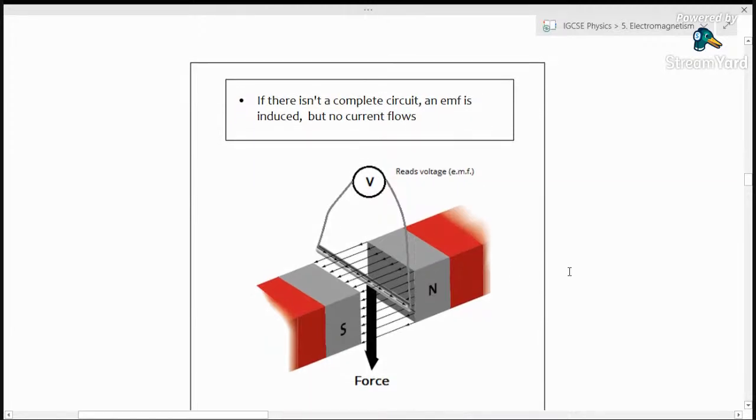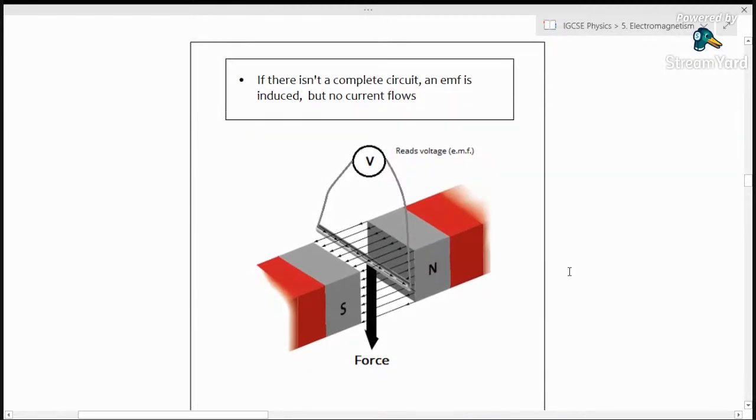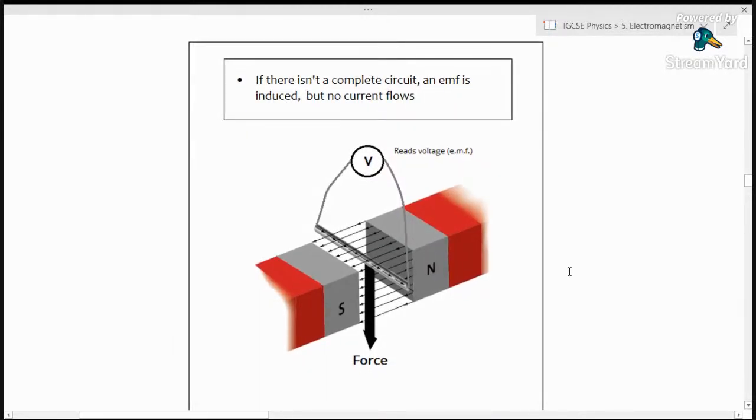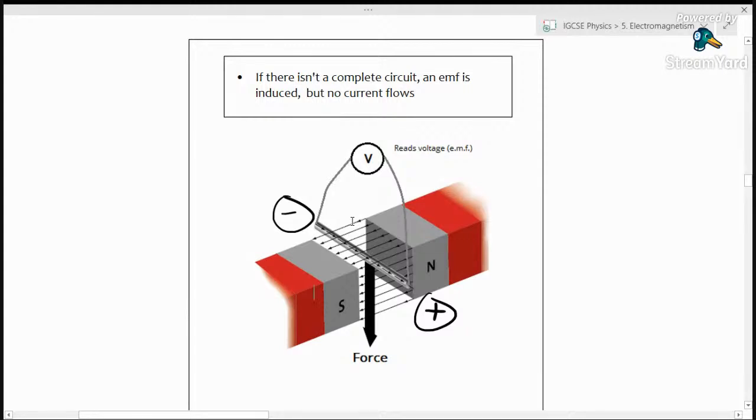So again, if that piece of wire was not a part of a complete circuit, if it was just a small piece of wire, we would still get a voltage across here. We would still have a voltage across the wire. One side would be positive, the other side would be negative, but we wouldn't have any current flowing because we don't have a complete circuit. So no complete circuit, no current flows, but you still do have this EMF or this voltage across the wire between this end and this end.